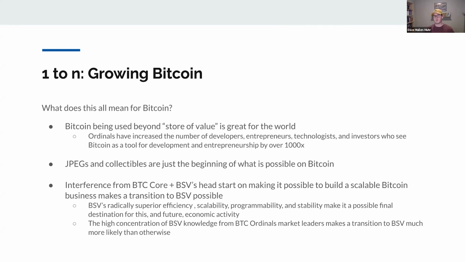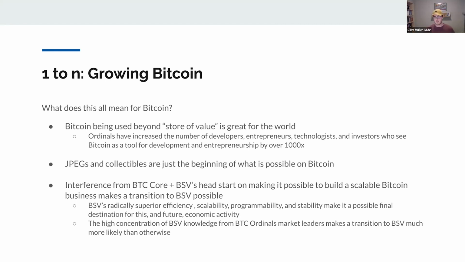So not having this developer group that you have no relationship with ending your business arbitrarily through an upgrade to the protocol, which you depend on to make your business possible. And then also the high concentration of Bitcoin SV knowledge from teams that are currently benefiting from the BTC Ordinals craze and creating businesses around it makes this transition to BSV much more likely than it otherwise would be. Since these teams know what is possible on Bitcoin SV, and they already have communities and users and products that function on BTC, a transition towards BSV, I think, is in the works.